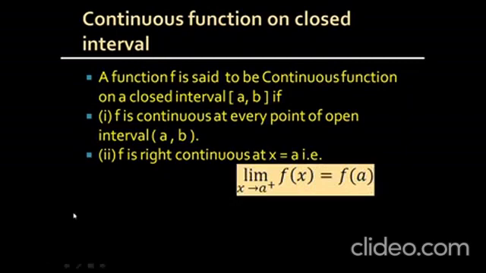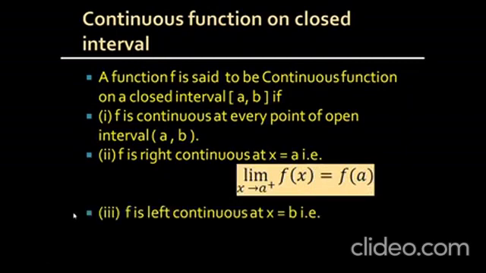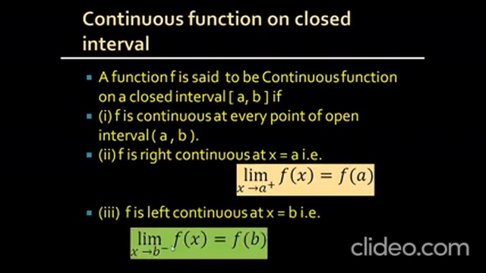Now look at the third point. In the third point we can write f is left continuous at x equal to b. It means we can write limit x tends to b minus f(x) is equal to f(b).